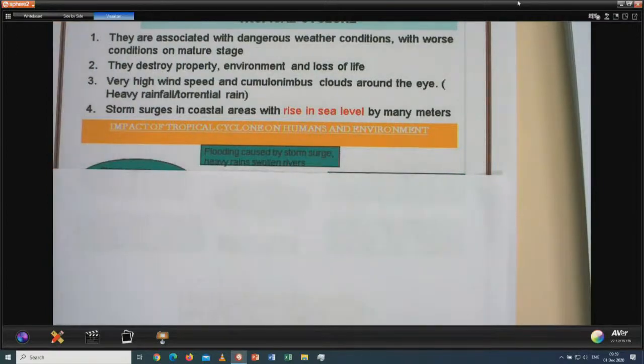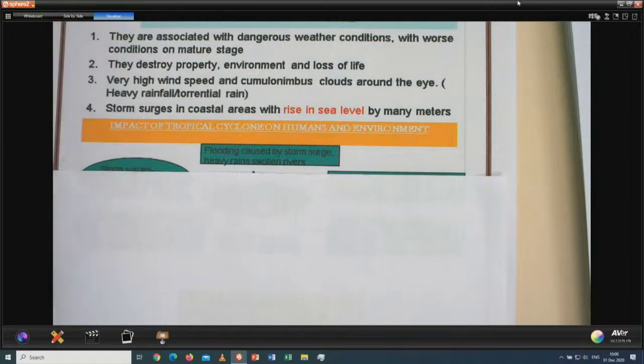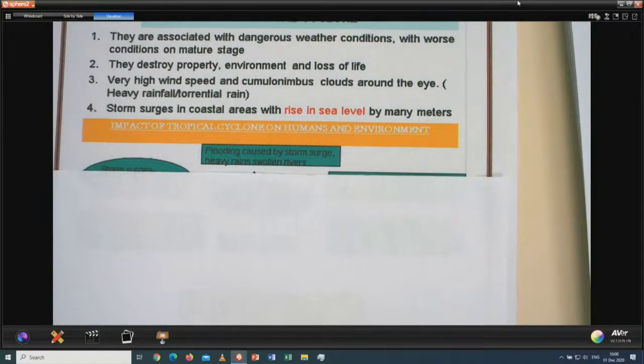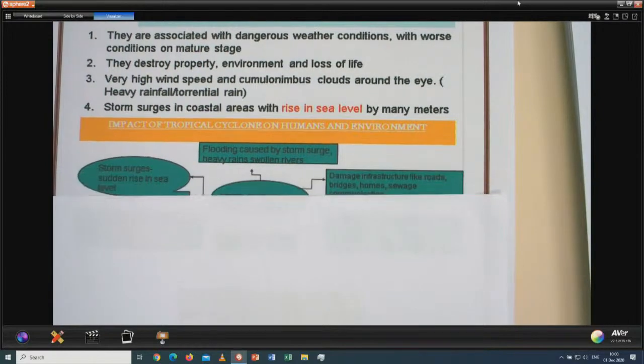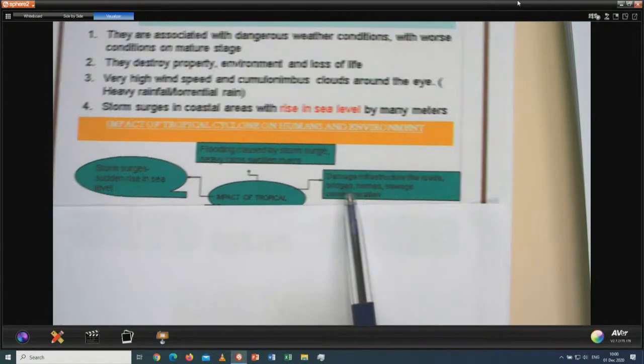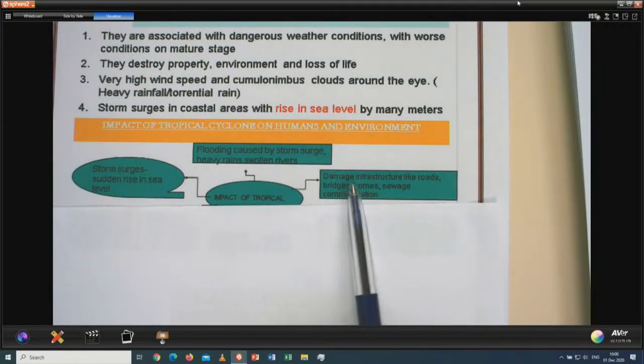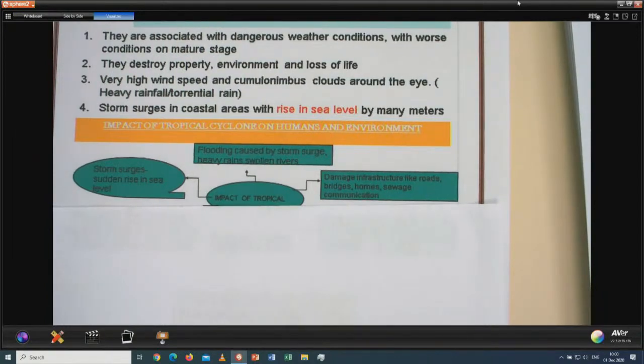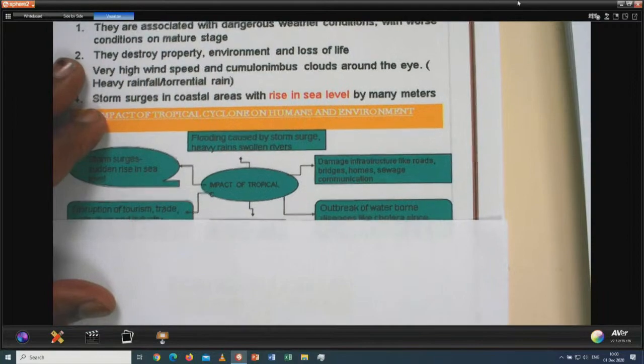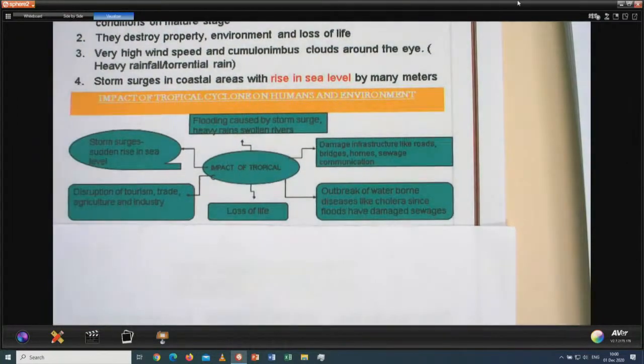Flooding caused by storm surges, heavy rains and swollen rivers. Again, here we are going to look at the damage to infrastructure like roads, bridges, homes, sewage, and communication. Storm surges, a sudden rise in sea level.